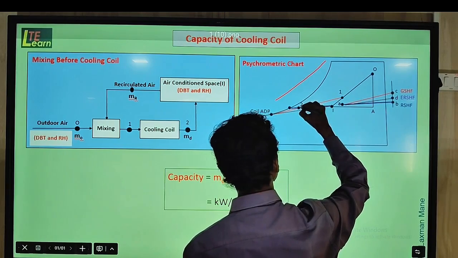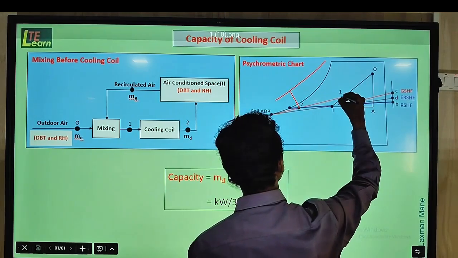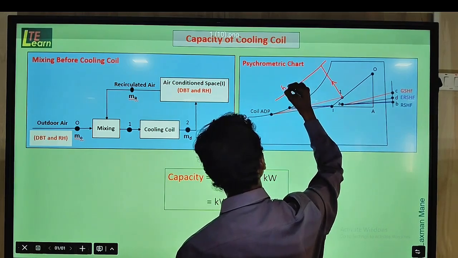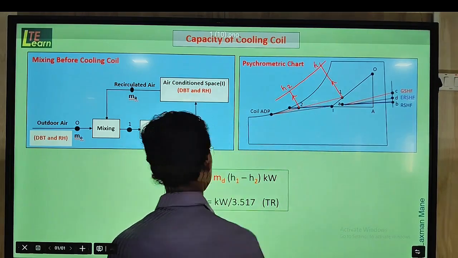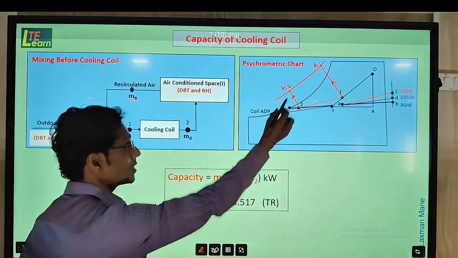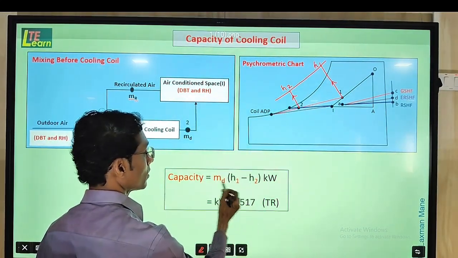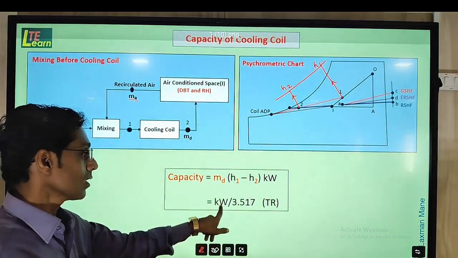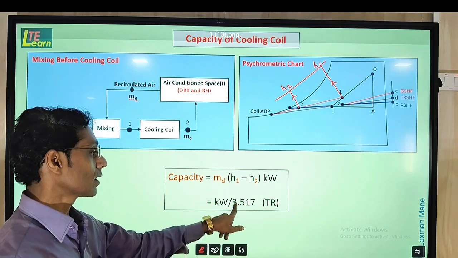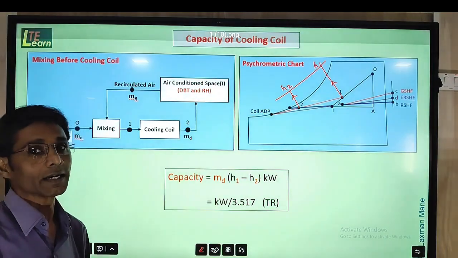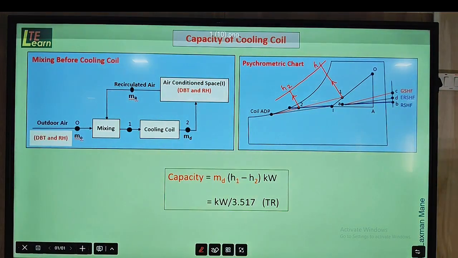So when we project point number 2 and point number 1 on the enthalpy scale, we find the values of H1 and H2. These values we put here in the formula. Thus we get capacity in kilowatts. After that, if we divide this value by 3.517, then we get the value of capacity in TR, that is tons of refrigeration. This is the capacity of the cooling coil.